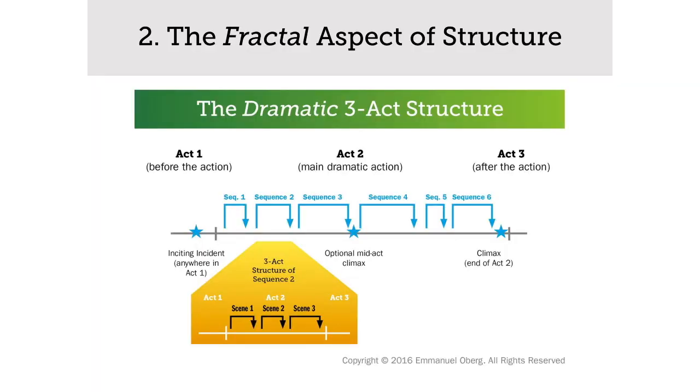You can use the track structure to design sequences in Act 2 so that you have smaller chunks of dramatic action. Usually there are sub-goals, so you have a main goal over the whole film, and you have sub-goals, which are ways for the protagonist to reach the goal.